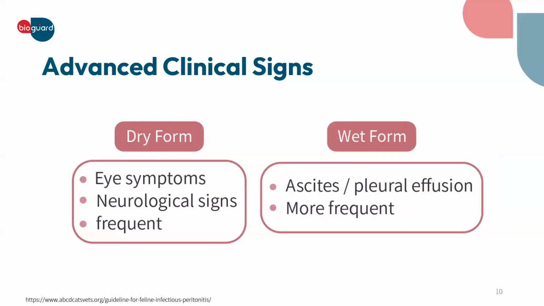However, since we mentioned that FIP is of two kinds, right? Based on those, the symptoms can be specific as well. For example, in the dry form, the eye symptoms will be more prevalent, right? And the neurological symptoms as well are more frequently observed. However, in the wet form, the ascites, which is inflammation of the abdominal area, as well as pleural effusion, the liquid formation, are more frequent.